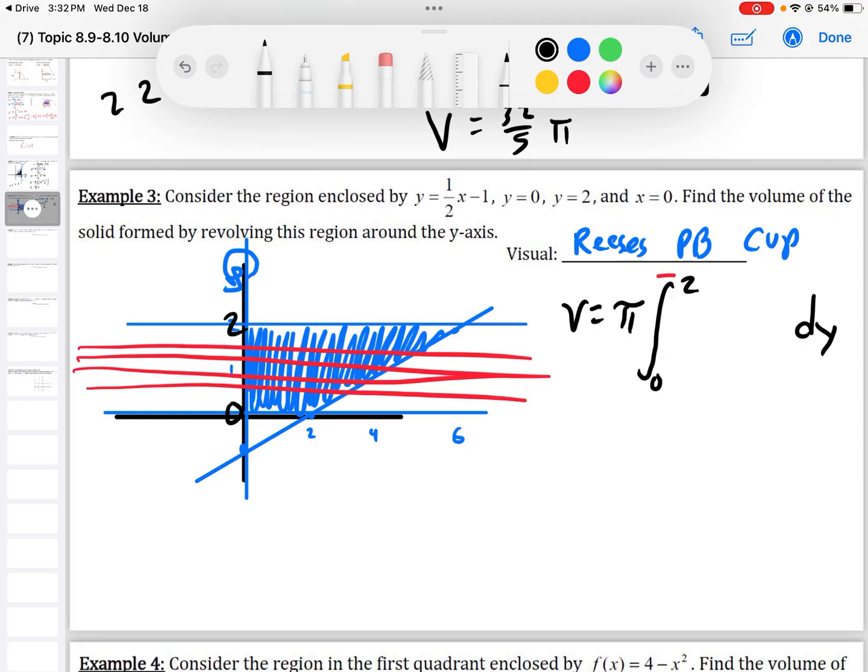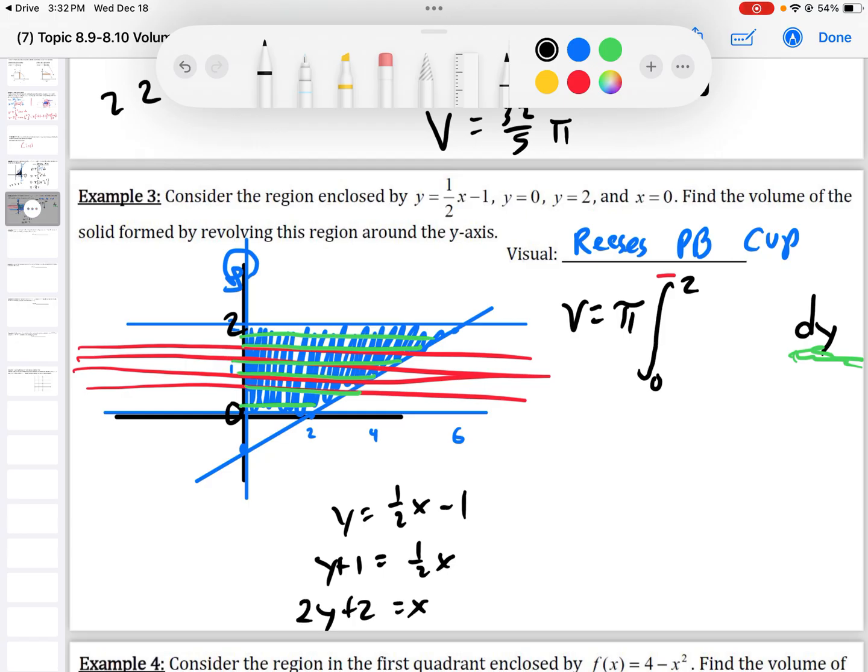But this time the radius, each time it's going to be green. It's whatever this value is. But it has to be in terms of y because we're integrating with respect to y. So I'm going to take my function and solve it for x. Multiply by 2, so 2y plus 2 is equal to x. So that would be my radius squared. So that's the hard part to come up with. It's also kind of fun because you can visualize what it looks like in terms of a candy.